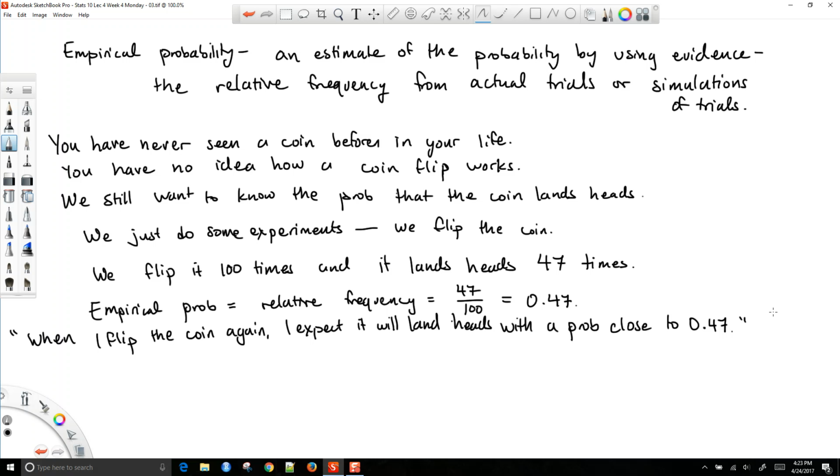This empirical probability is very useful in situations where we don't understand either the physics or the mechanism, or we don't have a formula to just plug in information and get a result. So empirical probability is used sometimes when formulas do not exist.